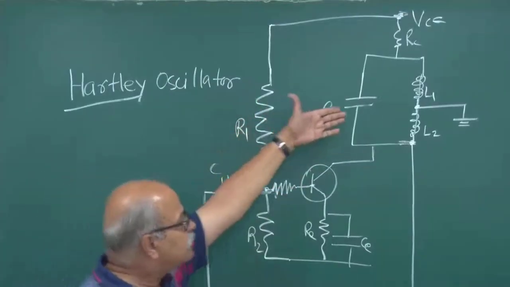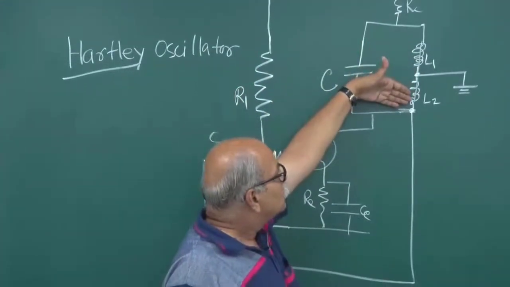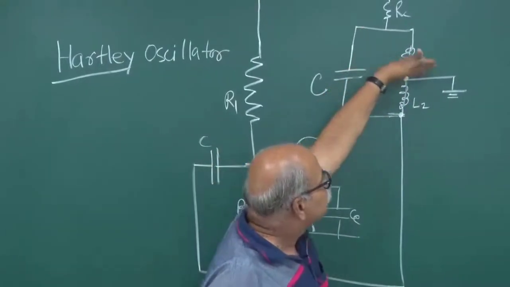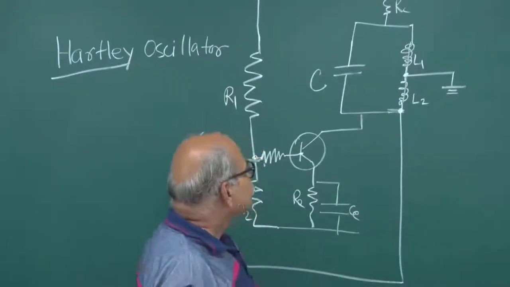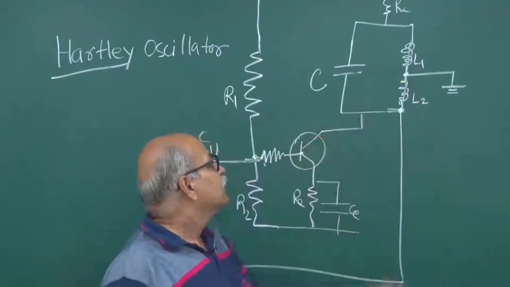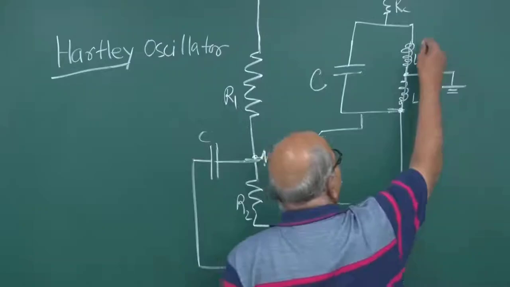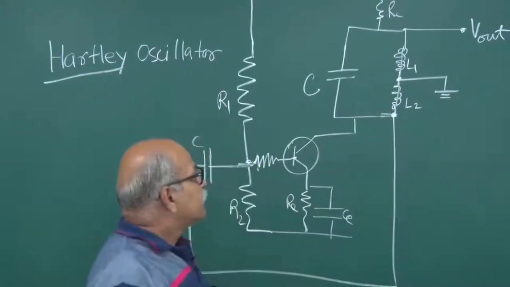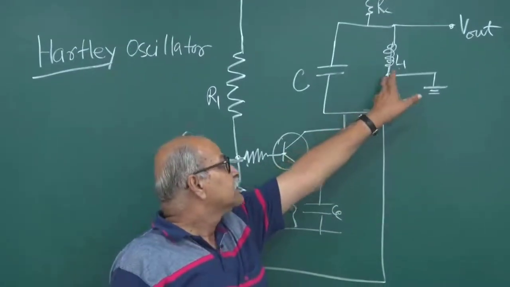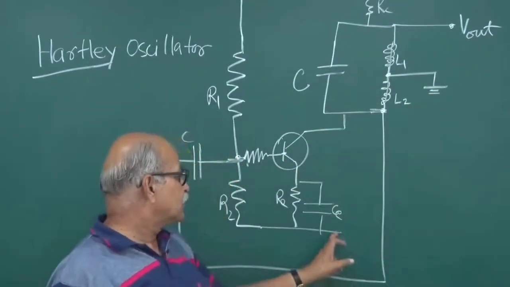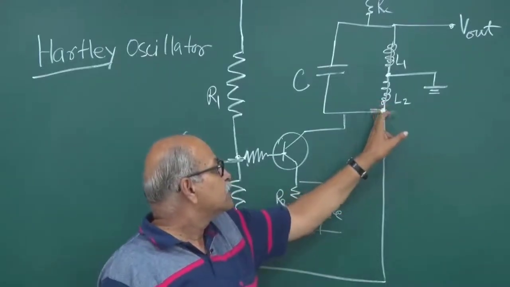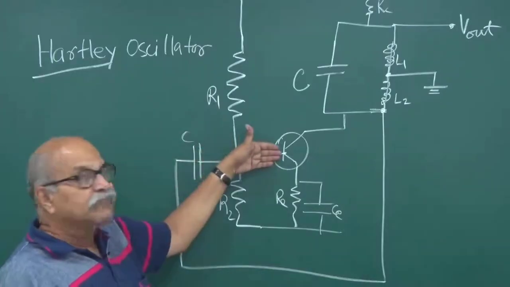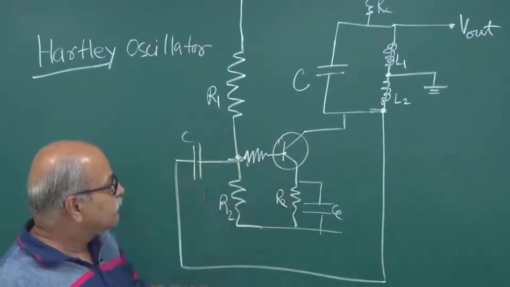And instead of these two separate inductors L1 and L2, one can have a single inductor also, and from somewhere in between you tap it and put it to ground. So the feedback is coming from here, and your output can come from here. This can be the output point. Right, so the feedback is coming from here. This point is at ground potential, at zero potential, and then this point, which is at some voltage changing in time, is joined to the biasing of the base. So that is the feedback network.